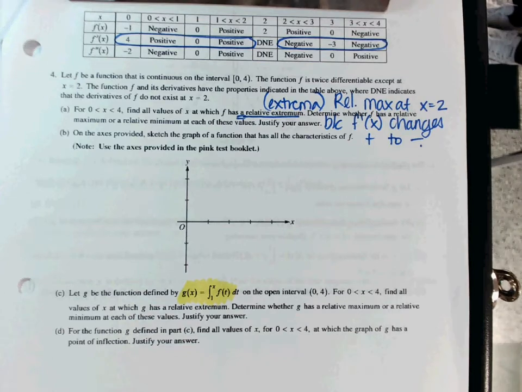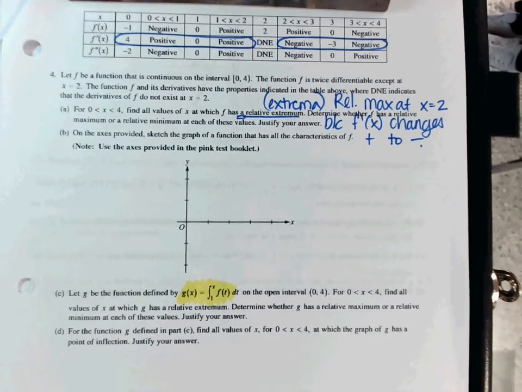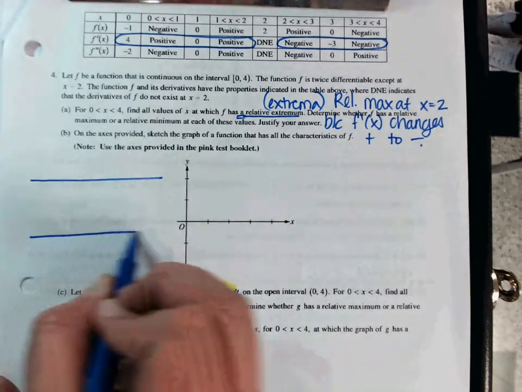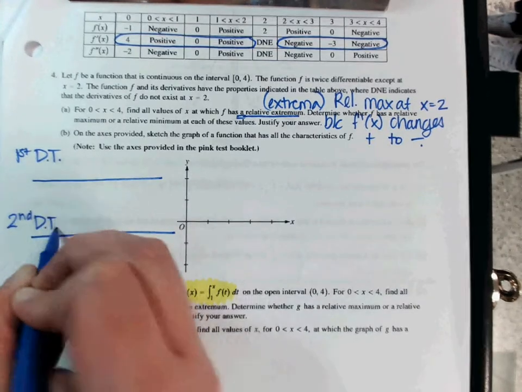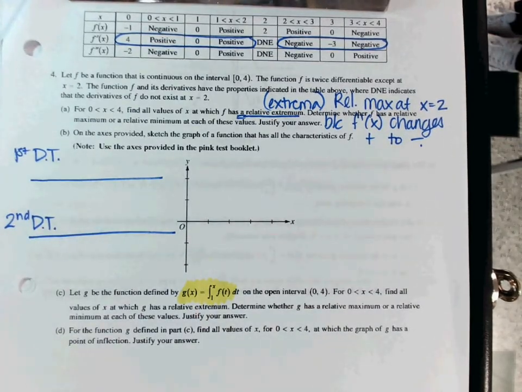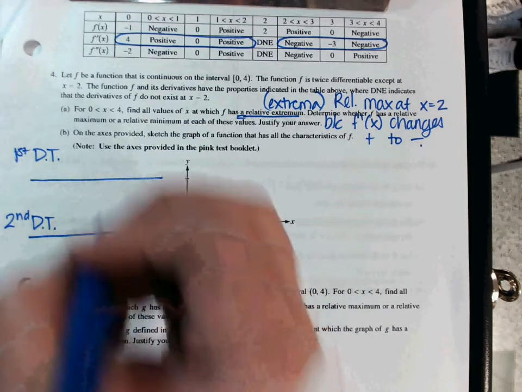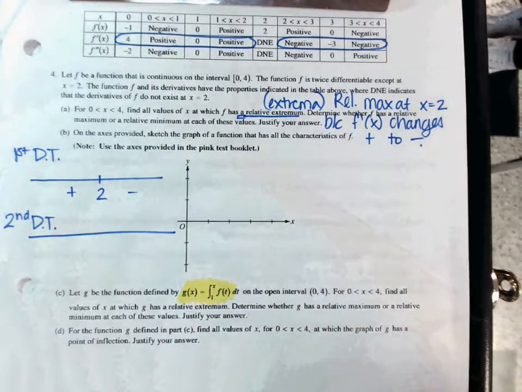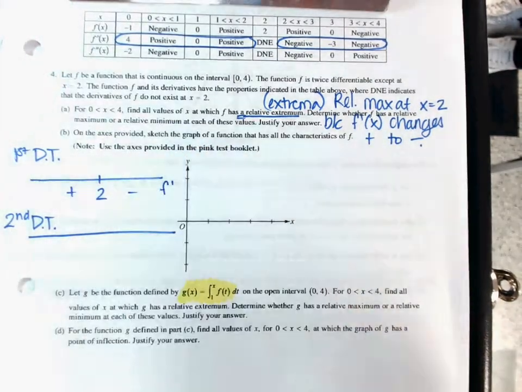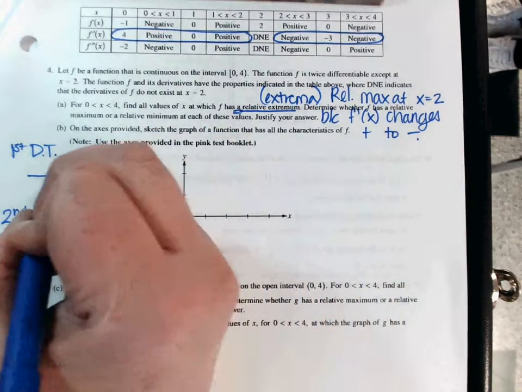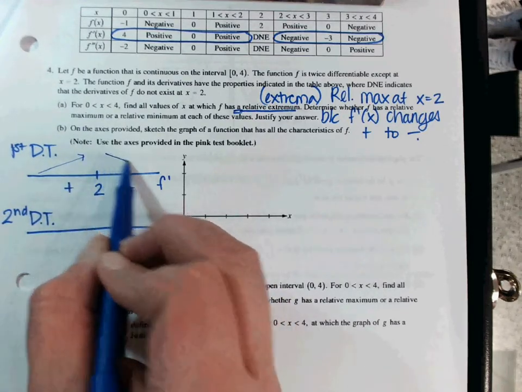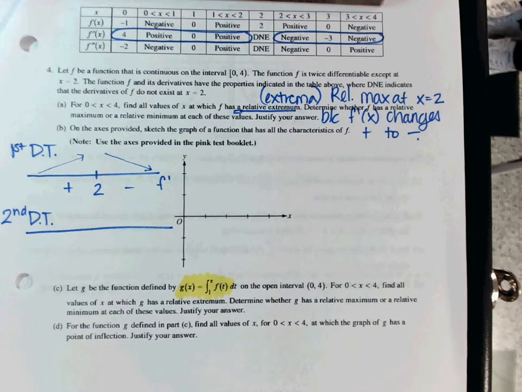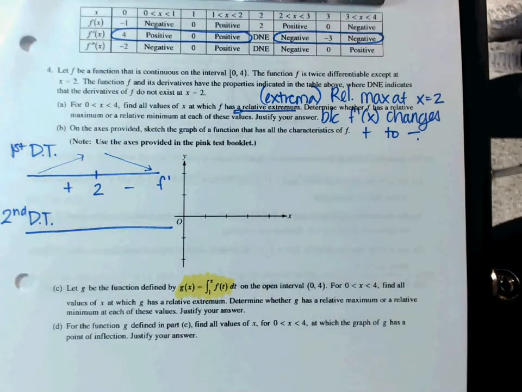Okay, now part B, they want you to sketch a graph. So we're going to set up a first and a second derivative test. Okay, this will be my first derivative test, second derivative test. And we basically just did the first derivative test. Where did I have a max? At what point? 2. So it goes from plus to minus. And if the f prime row goes from plus to minus, what does the f row do? It goes from increasing to decreasing. Okay, so now you look at the f double prime row, and then put your possible points of inflection and then the signs on there.